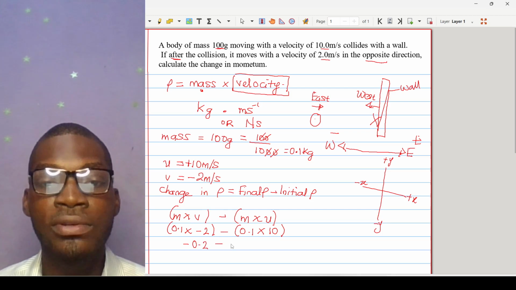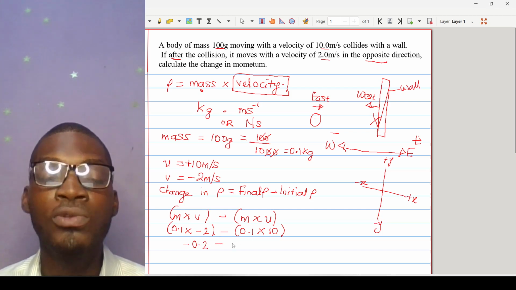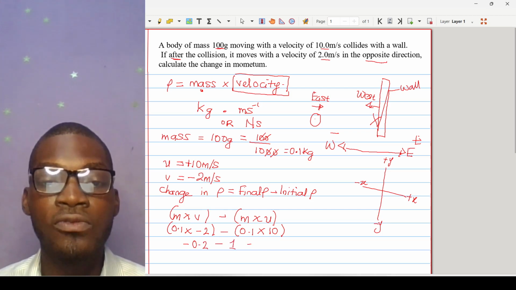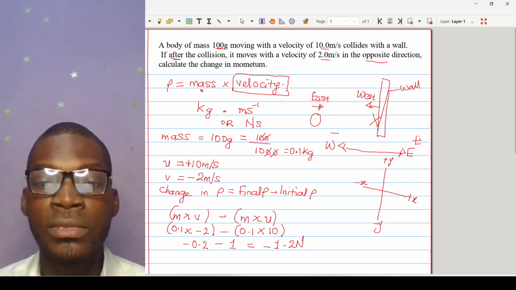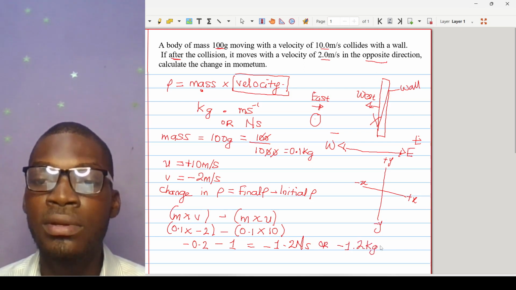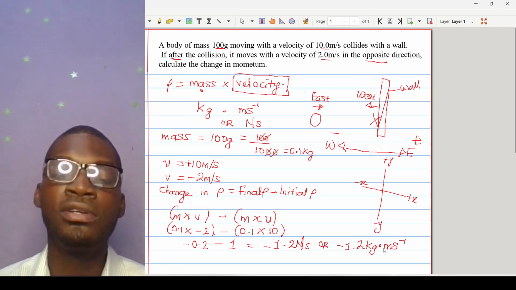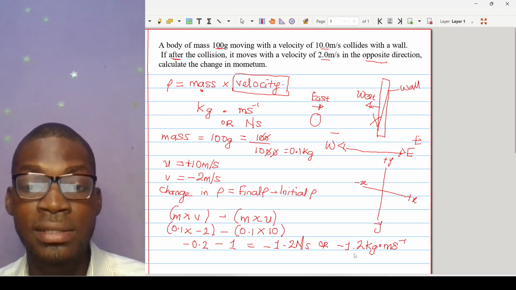And here, 0.1 times 10 will give us 1. So if we simplify this, we have minus 1.2. Either you use Newton-seconds, or you say minus 1.2 kilogram meters per second, just like this. So this is the final answer that you will get.